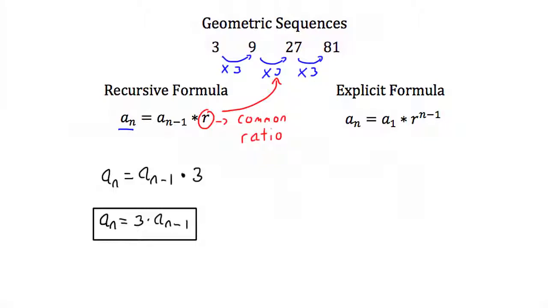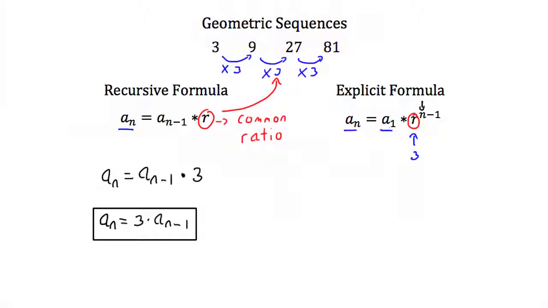Now let's talk about the explicit formula. Remember, explicit formulas don't generally include previous terms. They include the n value, or the position of our term. The explicit formula for a geometric sequence is that the nth term is always the first term times our common ratio again, which is r, but this common ratio has an exponent of n minus 1. This geometric sequence that we're given, 3, 9, 27, and 81, we know the common ratio is 3.